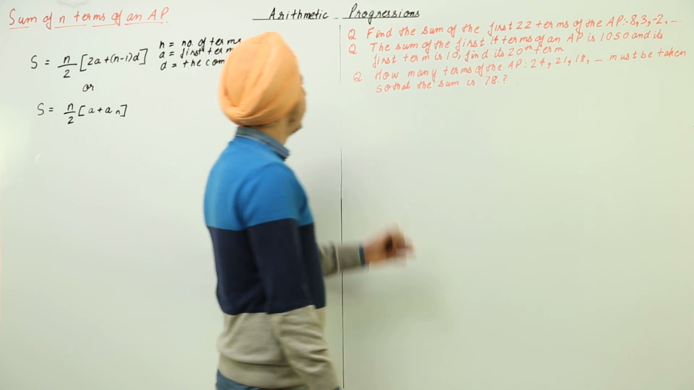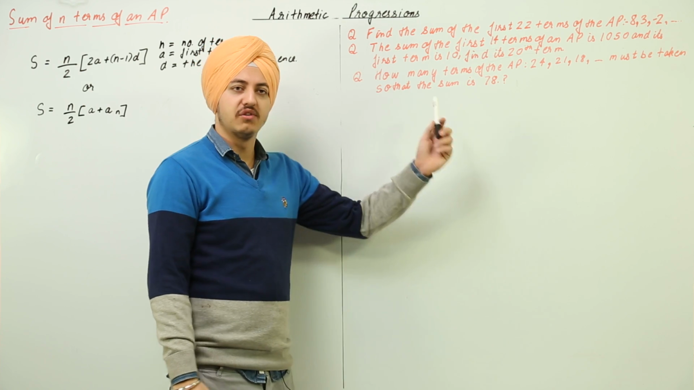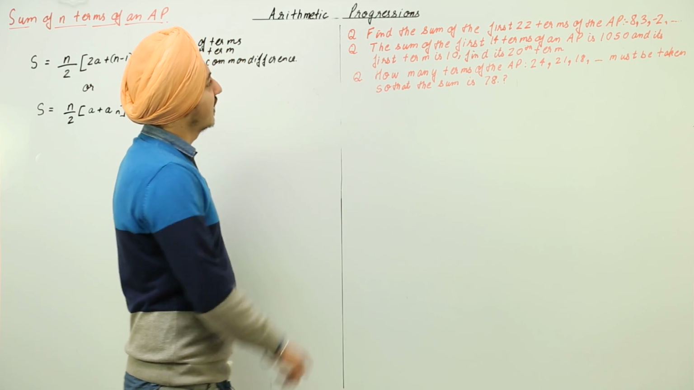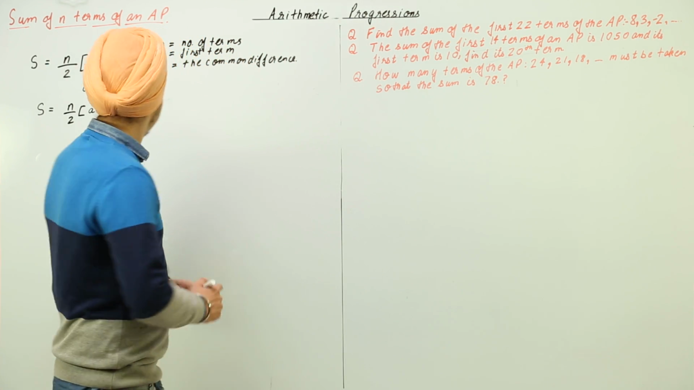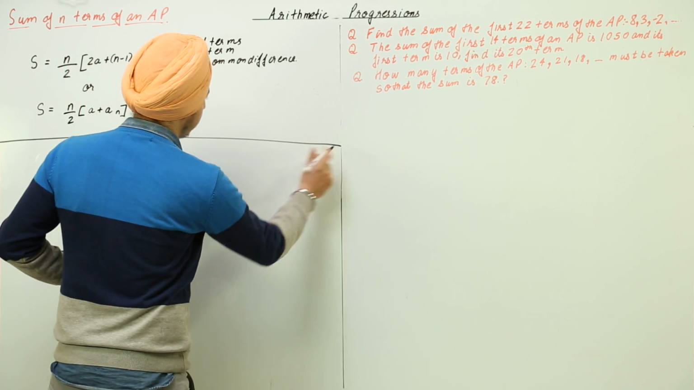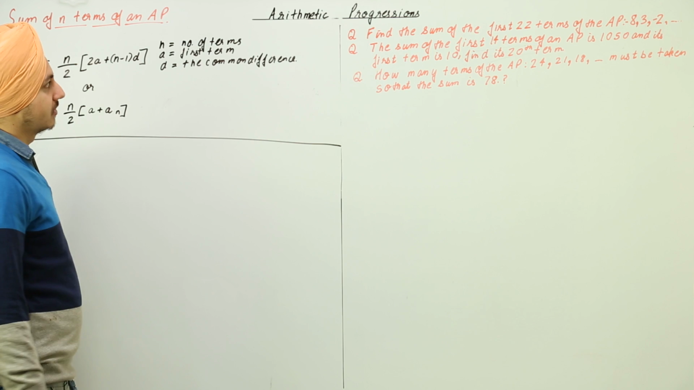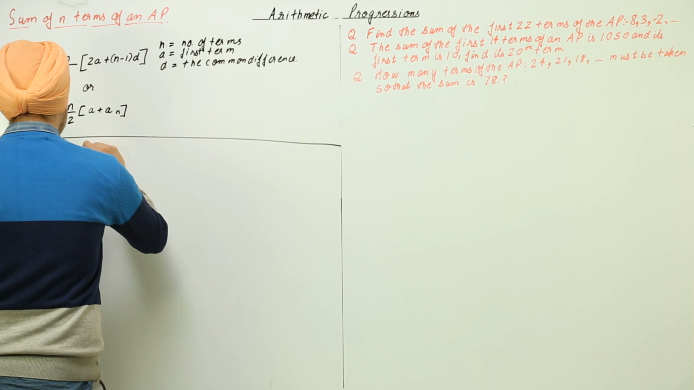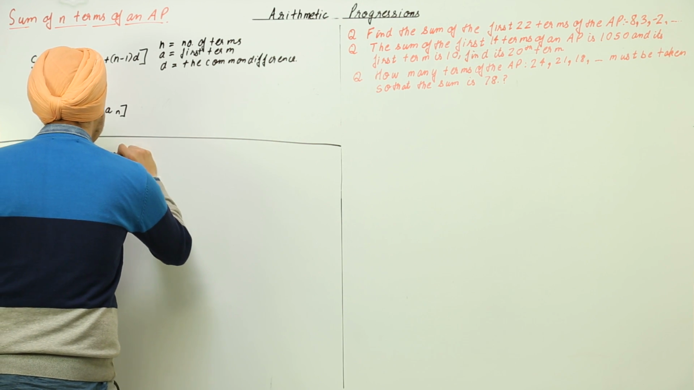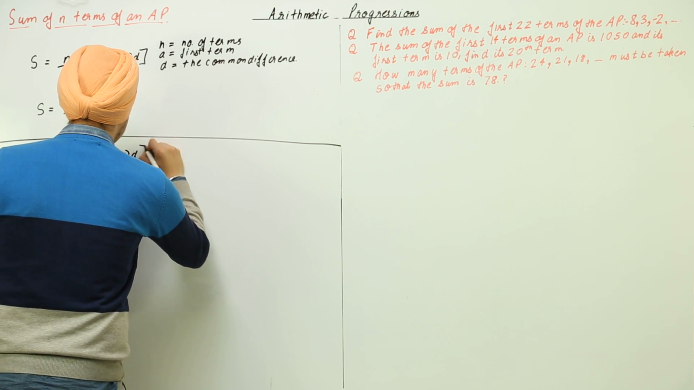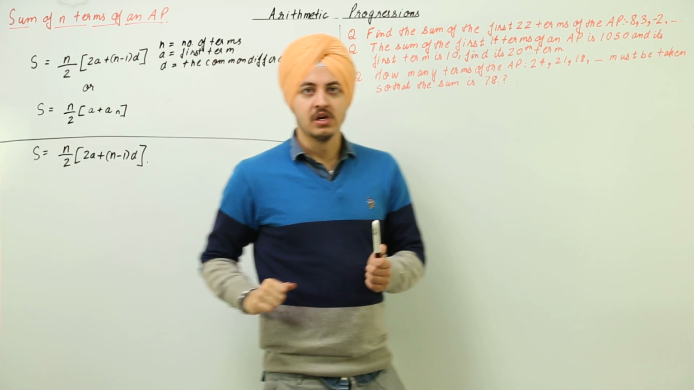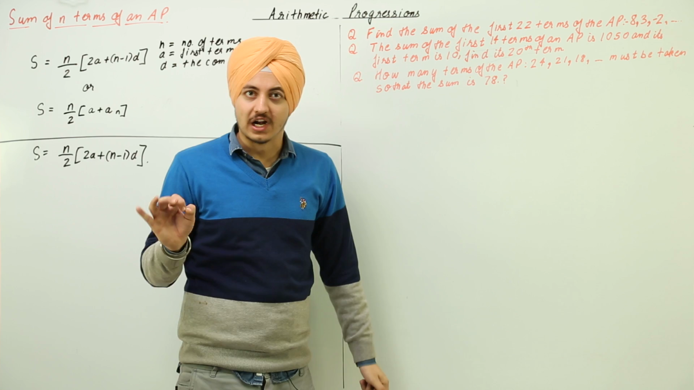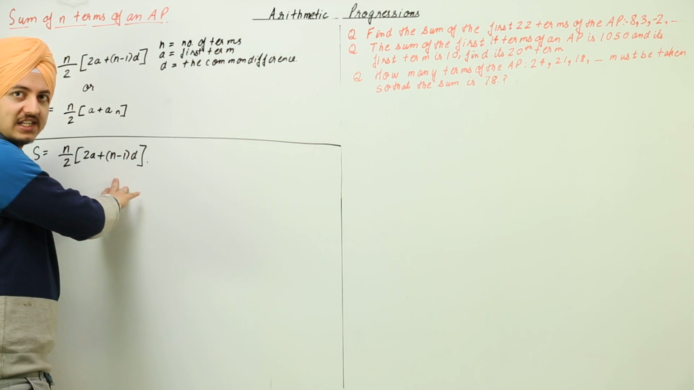The first question says, find the sum of the first 22 terms of the AP 8, 3, minus 2 and so on. So we have to find the sum of the first 22 terms, correct? Now I'll write down the solution over here. So first of all, we have S is equal to n by 2 into 2a plus n minus 1 into d. Now why would I use this formula? Because I don't know the last term of this AP or the 22nd term of an AP. I don't know that, correct? So I'll be using this formula instead, correct?